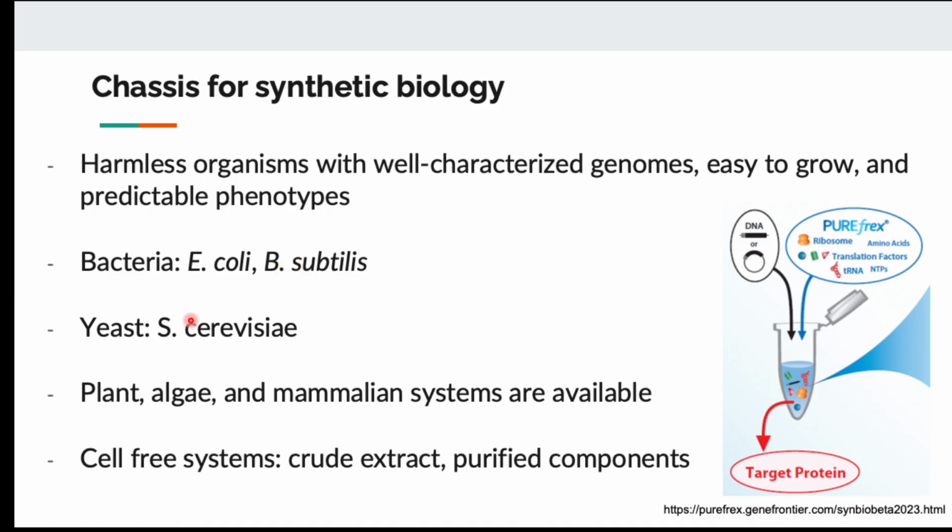But if you want a more complex system, you can use the popular S. cerevisiae, or several labs also create a plant model or mammalian system that you can put your gene in, and then you can observe how it works, how it changes the phenotype, for example.